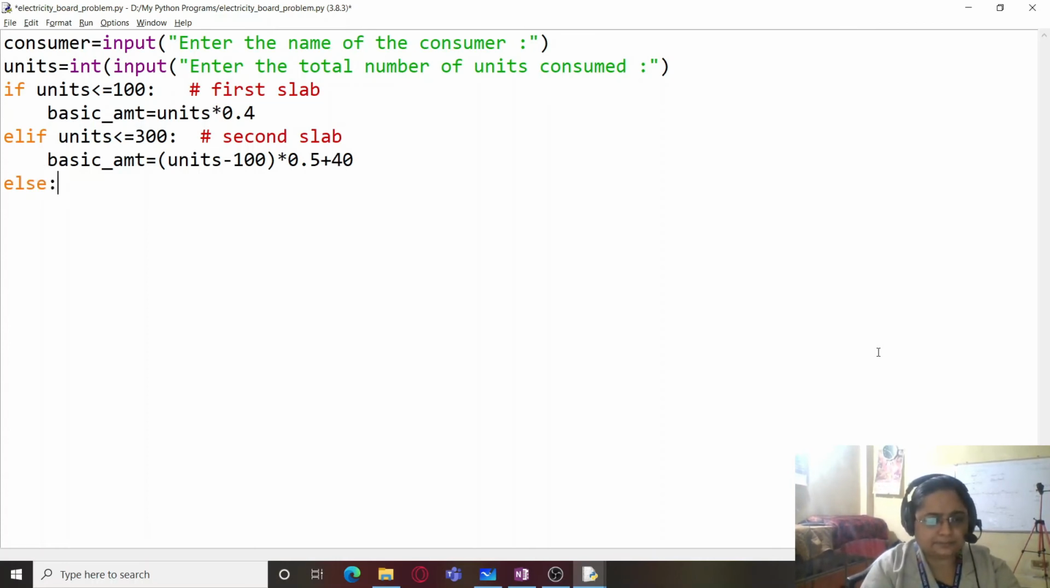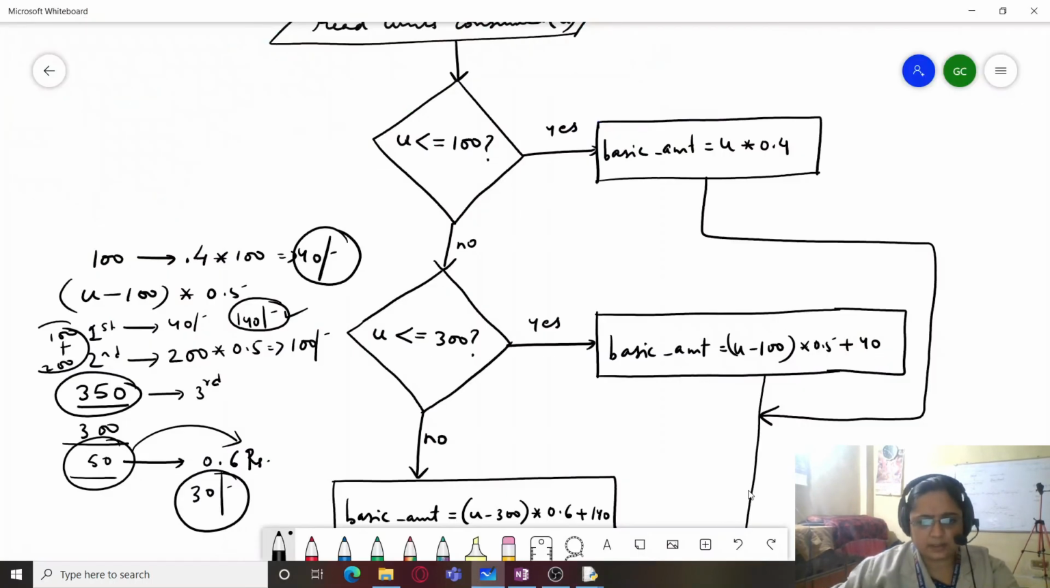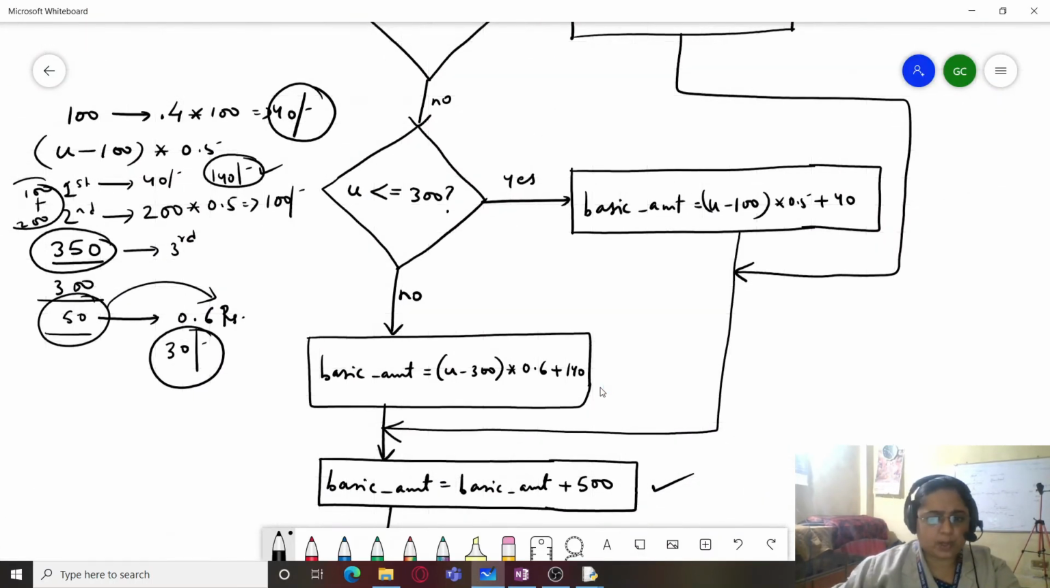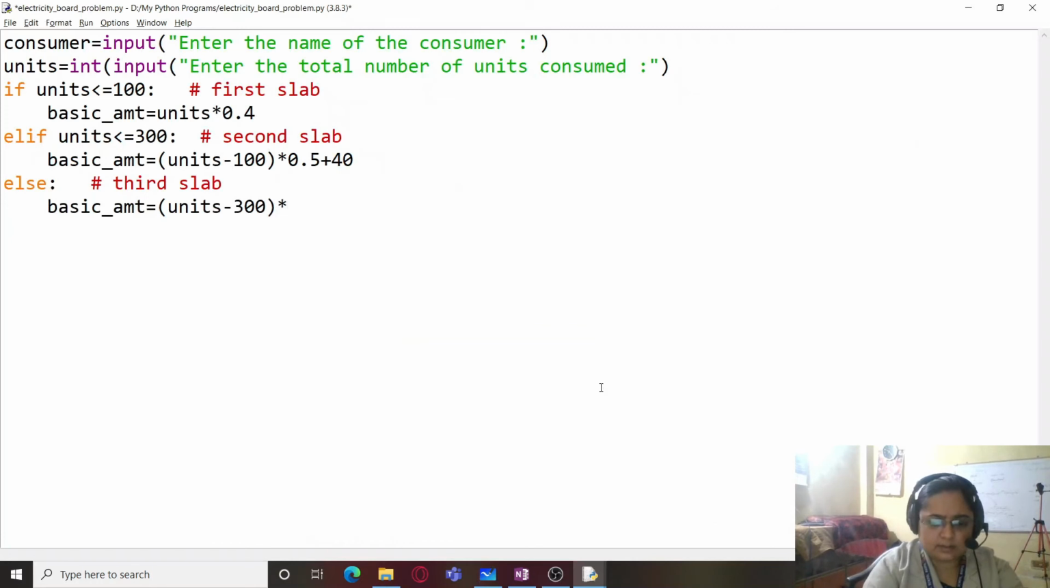And else, this is obviously the third slab, and that is our last resort also. So that would be units minus 300, as you can see over here, into 0.6 plus 140, which is the fixed charge for first as well as second slabs combined.